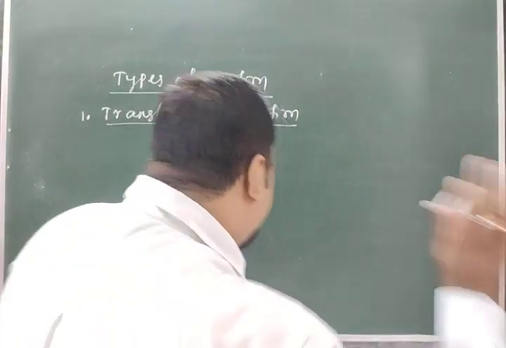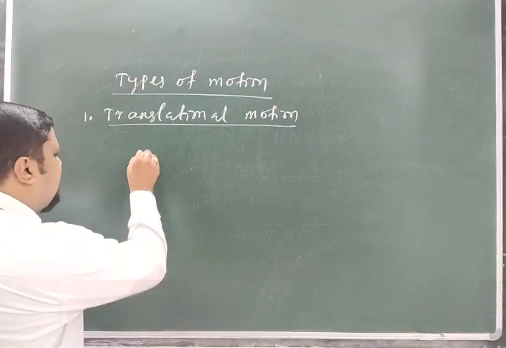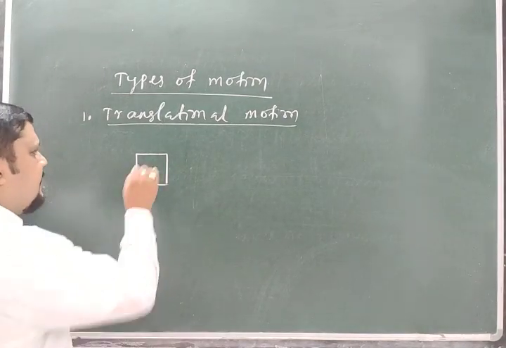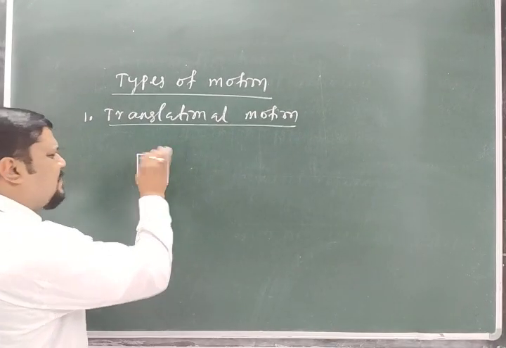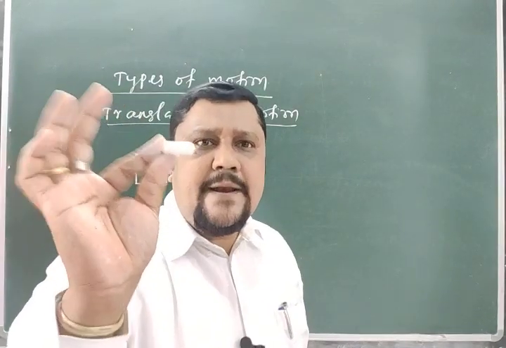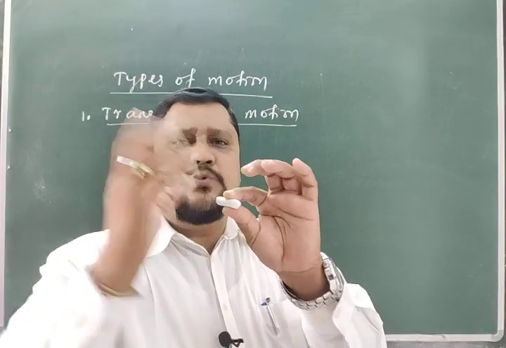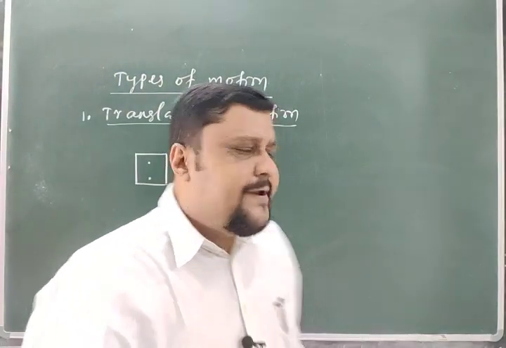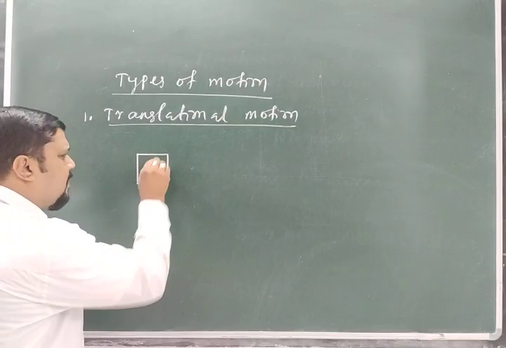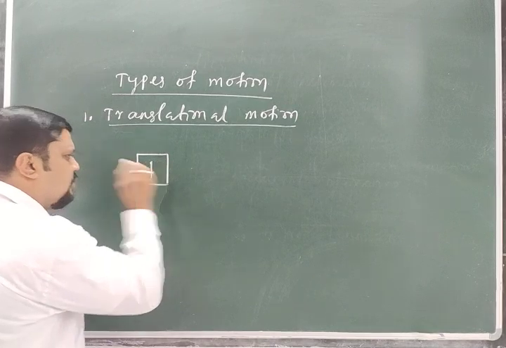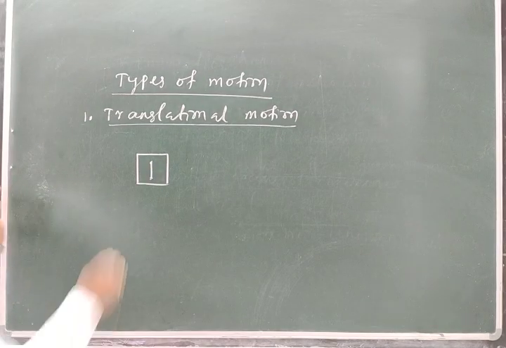Now let me take an example. Suppose there is a body like this, and there are two points. A body consists of a number of points, meaning a number of molecules. You can consider each molecule or each atom as a point. So let me consider there are two points on the body. These are the line joining the two points of the body, A and B.